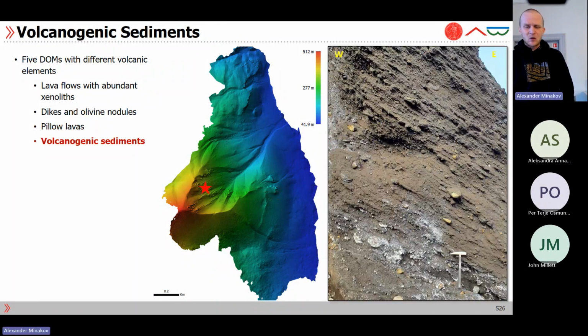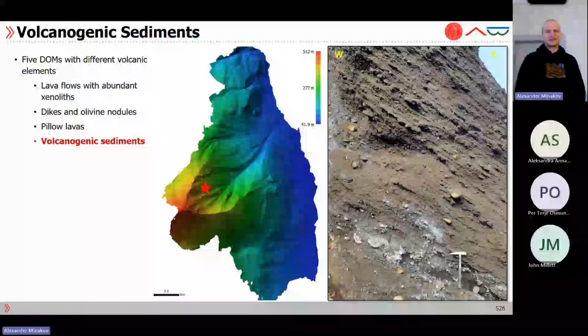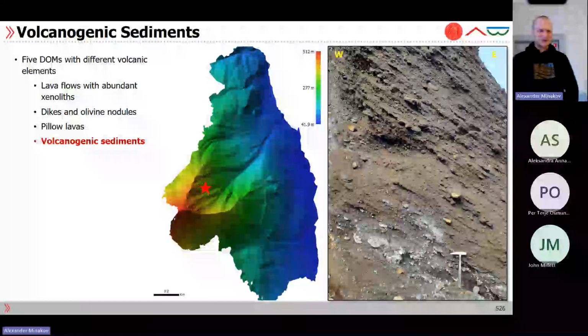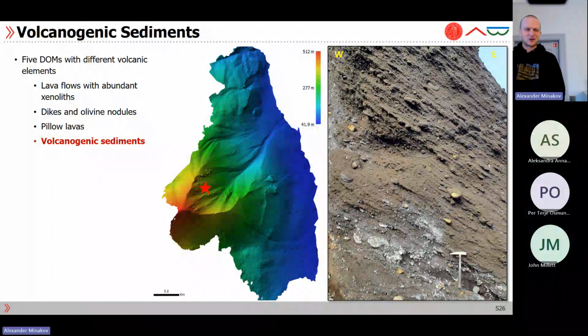So another interesting feature. In the preliminary version of this presentation, I tended to call it tuff, but I was corrected by my older and more experienced colleague: don't call it tuff because it's too interpretational. So call it volcanogenic sediments. Maybe they're hyaloclastite, which is also kind of tuff in my opinion, but anyway.